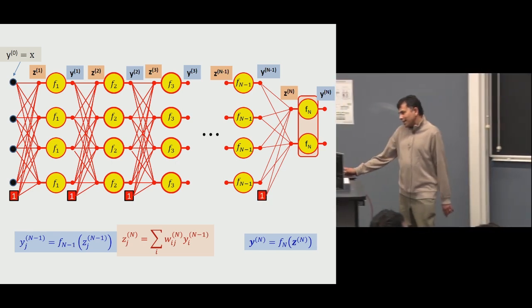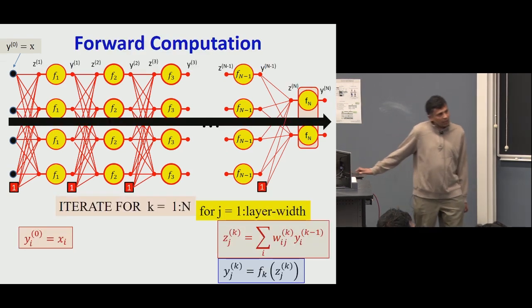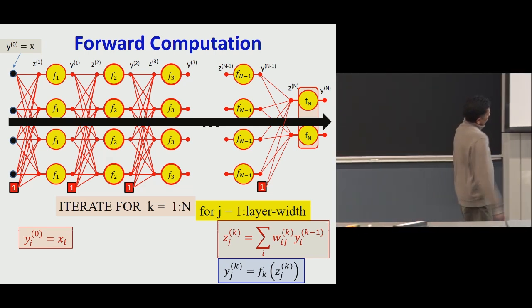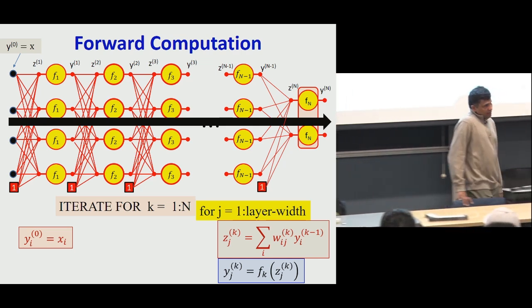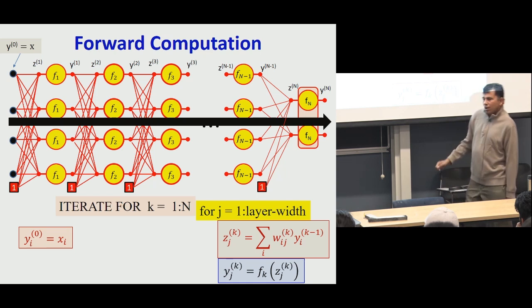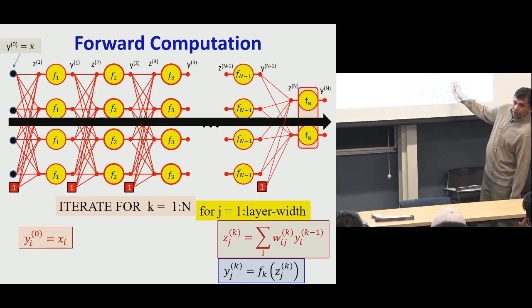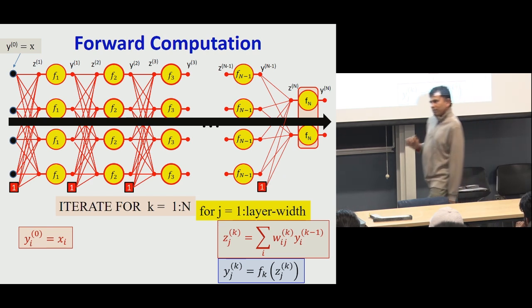So this entire computation is what we will call the forward computation. And if I have to write the algorithm down, it's a very simple algorithm. I'm going to initialize the y value at the 0th layer as the input, and then I just go through the layers. For each neuron in each layer, I first compute this affine combination of the outputs of the previous layer, and then I put it through the activation, right?